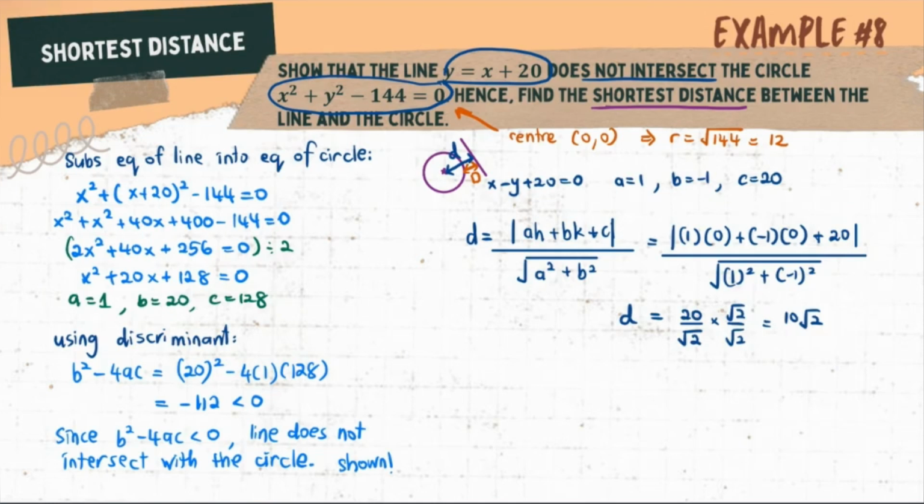Okay, so untuk dapatkan shortest distance, so therefore our shortest distance which is D besar will be equals to D minus R. 10 square root of 2 we minus with 12. Okay, ini kena guna calculator lah. So dapat jawapan 2.142 and this will be our final answer.